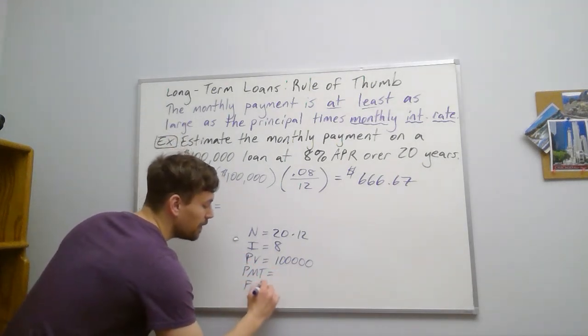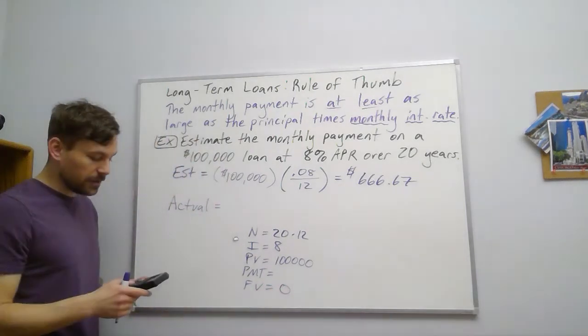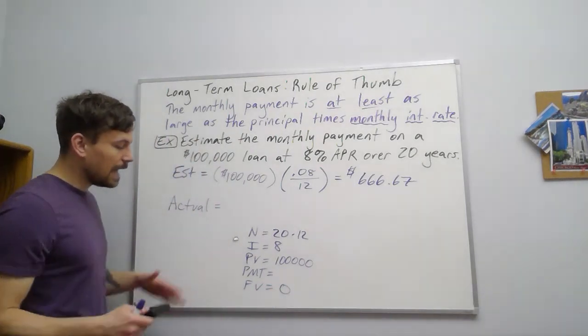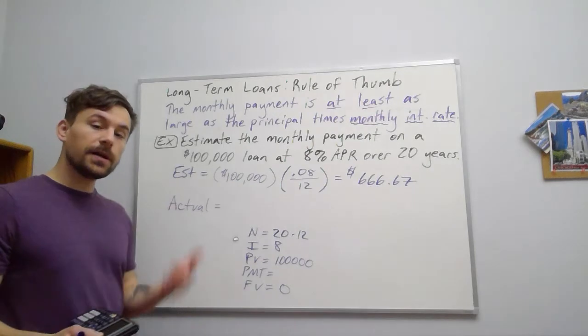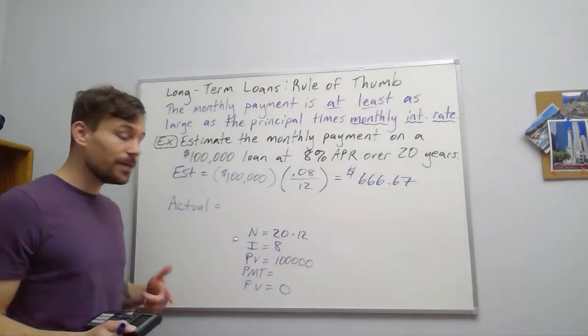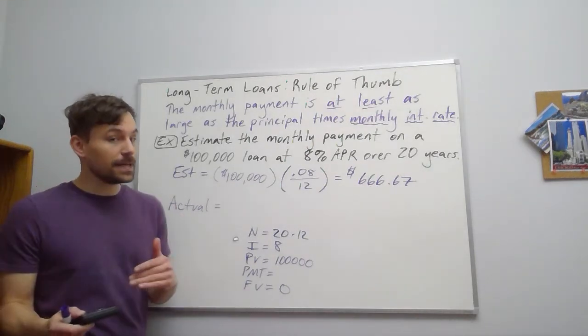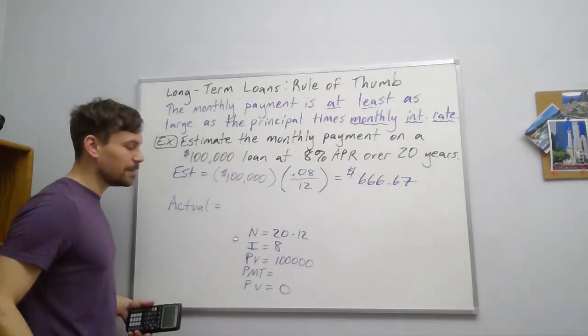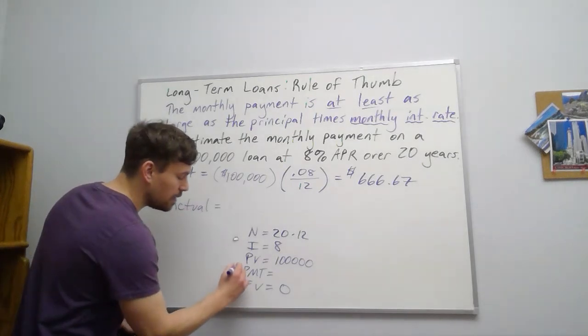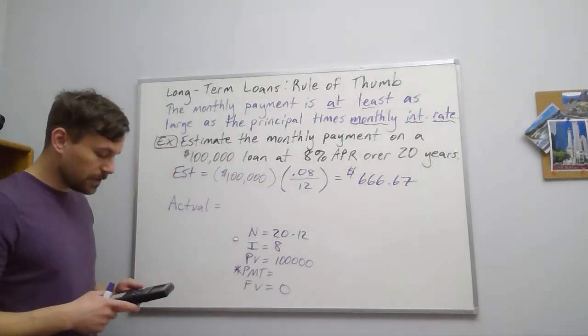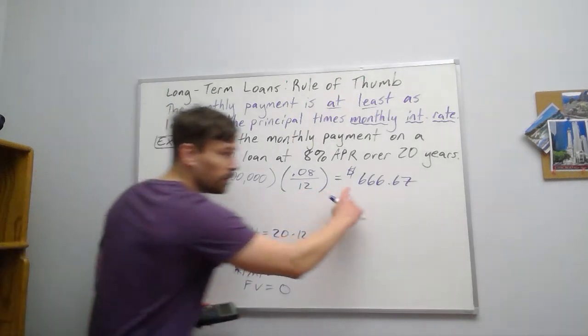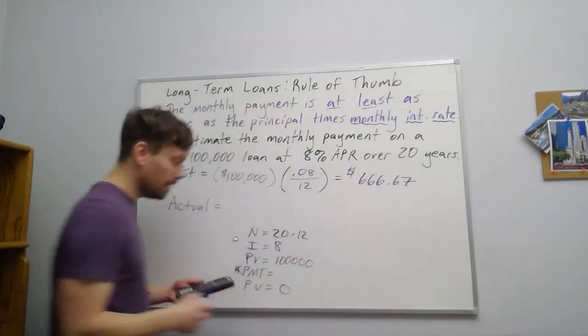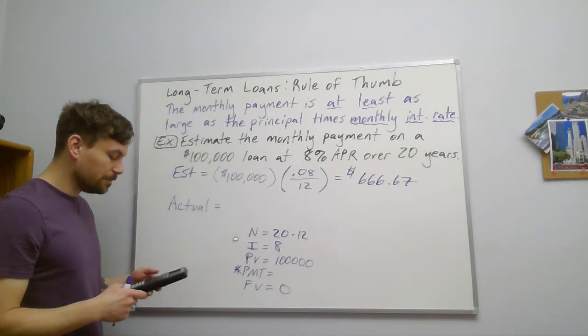The future value should be 0. We should have paid that down to 0. And then like usual, payments per year and compounds per year should both be 12. And then we're making our payments at the end. So those three at the bottom usually stay the same. So it's this payment that we're solving for. If we solve for that, it should hopefully be not too far off from what we estimated.